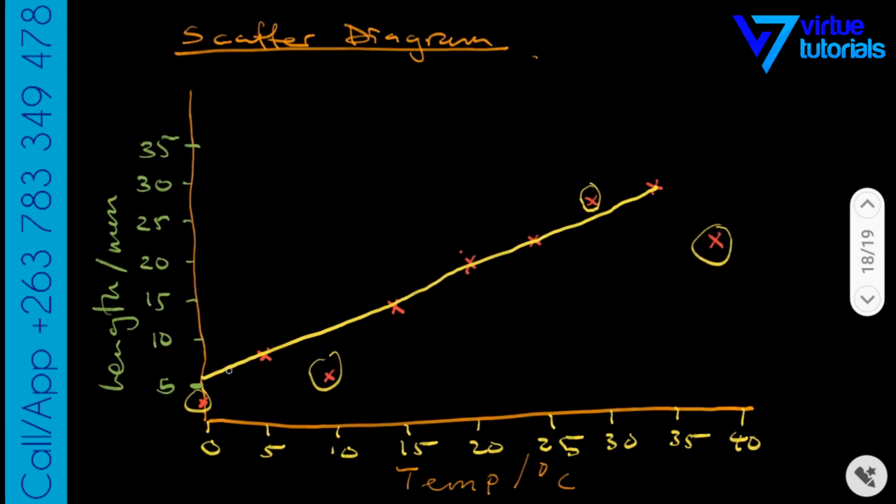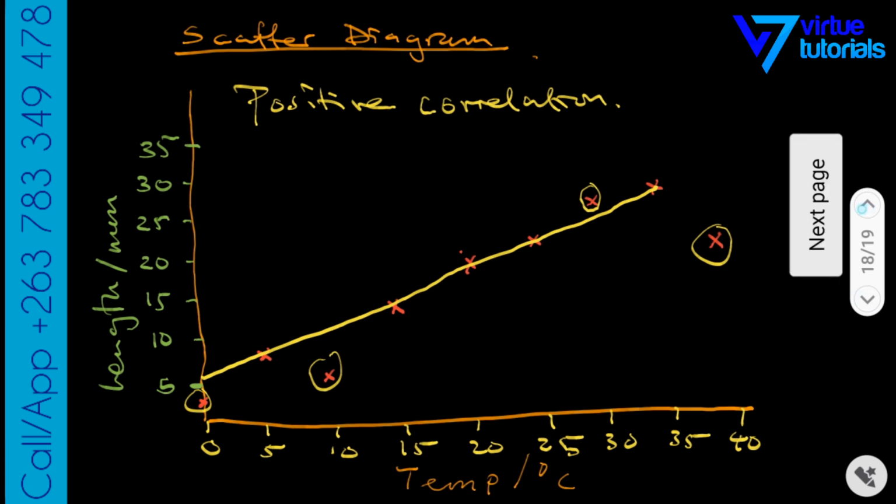Now, as you can see, there's an upward trend. We've identified the trend here, and there's an upward trend. So when there's an upward trend, we say there's positive correlation. It seems as if you increase the temperature, the seedlings will grow more. An increase in temperature seems to be encouraging growth in the seedlings.